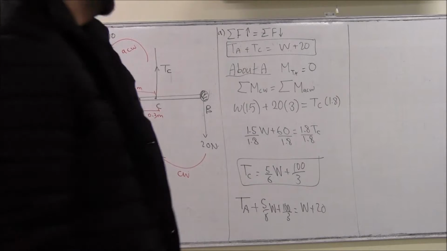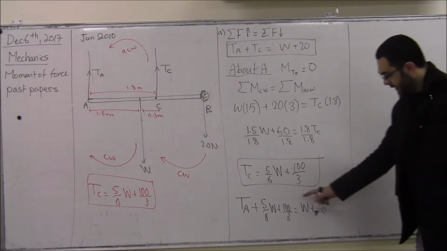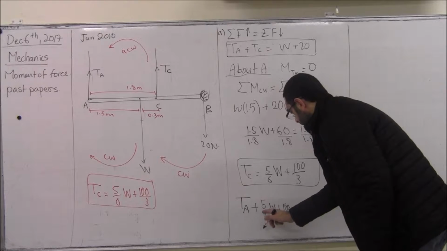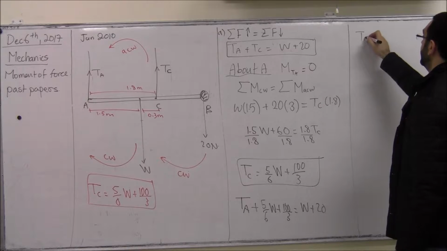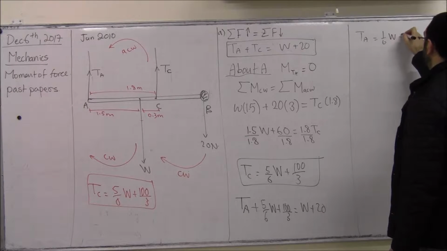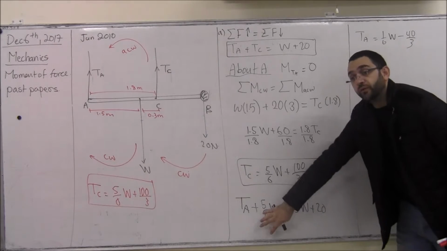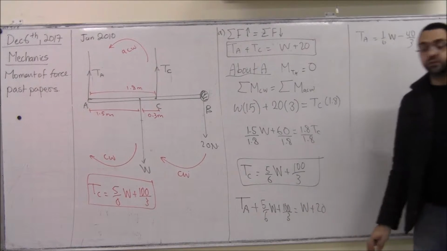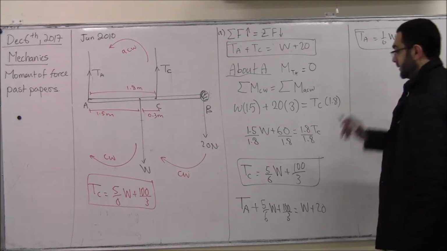So eventually, if we rearrange this equation, let's move these here. 6 over 6 minus 5 over 6. See, TA equals 1 over 6 W minus 40 over 3. It's algebra, right? We move this here: W subtracted from W, and 100 over 3 subtracted from 20. Okay, we've got this answer. This is part B.